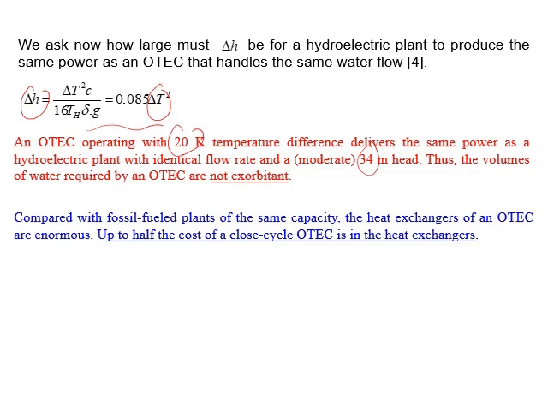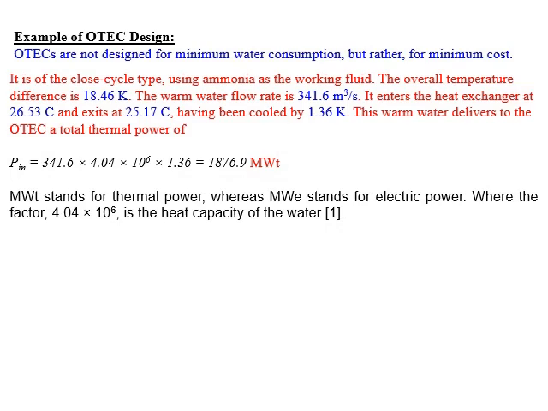And don't forget, comparing 34 meters, I mean a hydro plant produces around 400 to 500 megawatts. A 20 degree difference produces this amount, 300 to 400. Most of the cost is definitely paid for the heat exchanger, which is expected to be large, in the range of 400 by 400 or 500 by 500 square meters.